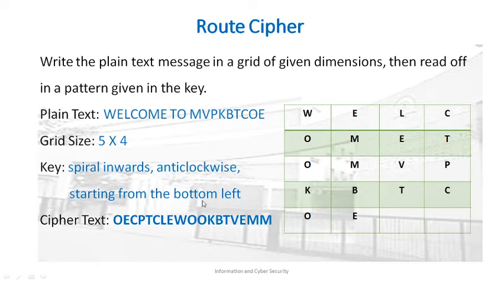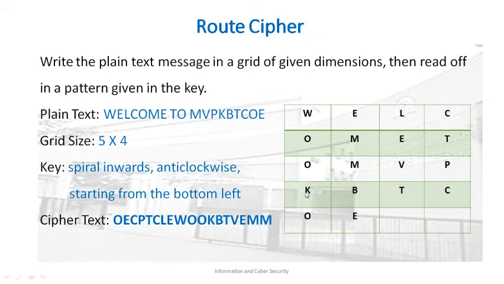Okay. Now the key given for the route cipher is: spiral inward anti-clockwise starting from the bottom left. The bottom left of the grid is the character O, so we start with O. We have to read spiral inward anti-clockwise, so the next character is E. We do not consider the spaces in this case. So O, E, after E the next character is C, then P, then T, E, M, O, O, K.